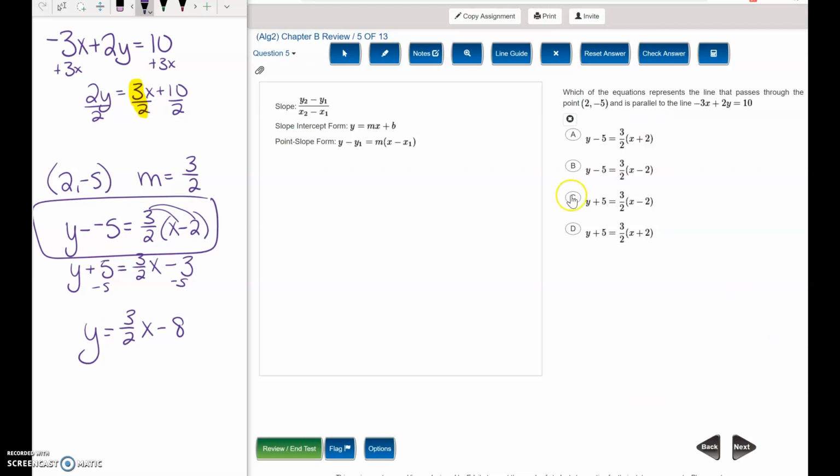So on the actual test, I believe the slopes aren't all the same. So the first thing you can do is using your answer eliminator tool. If one of these has a slope that doesn't match what your slope should be, you can X it out. But we need it to be x minus 2 in this parentheses, so it can't be that one and it can't be that one. And y minus a -5 makes it y plus 5, so it can't be that one. That's the one it has to be.